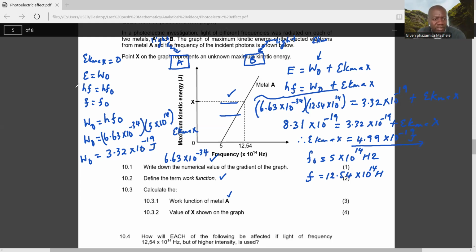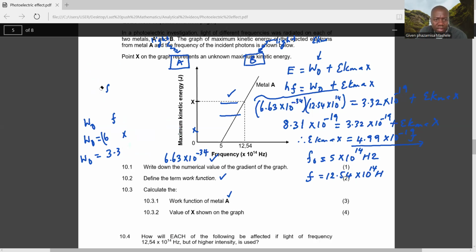And remember, there are many ways to skin a cat. Since we already have the answer, one can do 6.63 times 10 to the power minus 34, times 12.54 times 10 to the power 14, minus 5 times 10 to the power 14, close the brackets. The same applies. 4.9, which is just roughly 5.